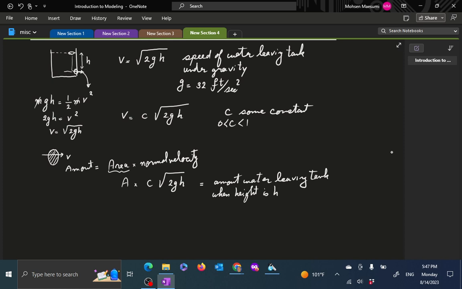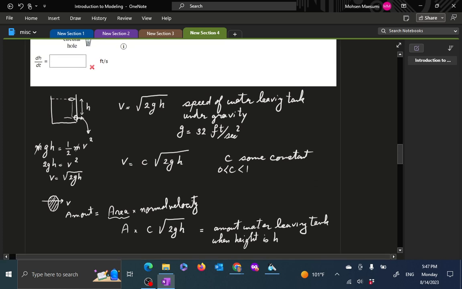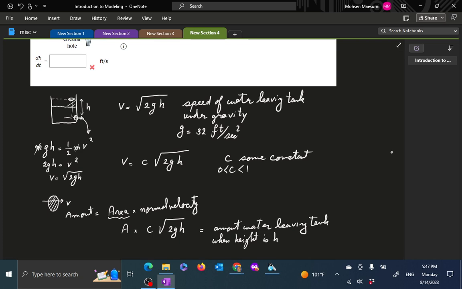Well, this water should be coming from somewhere. That is the amount of water lost from the top of the tank. So what's the amount that is lost? That's going to be the area of the tank itself.